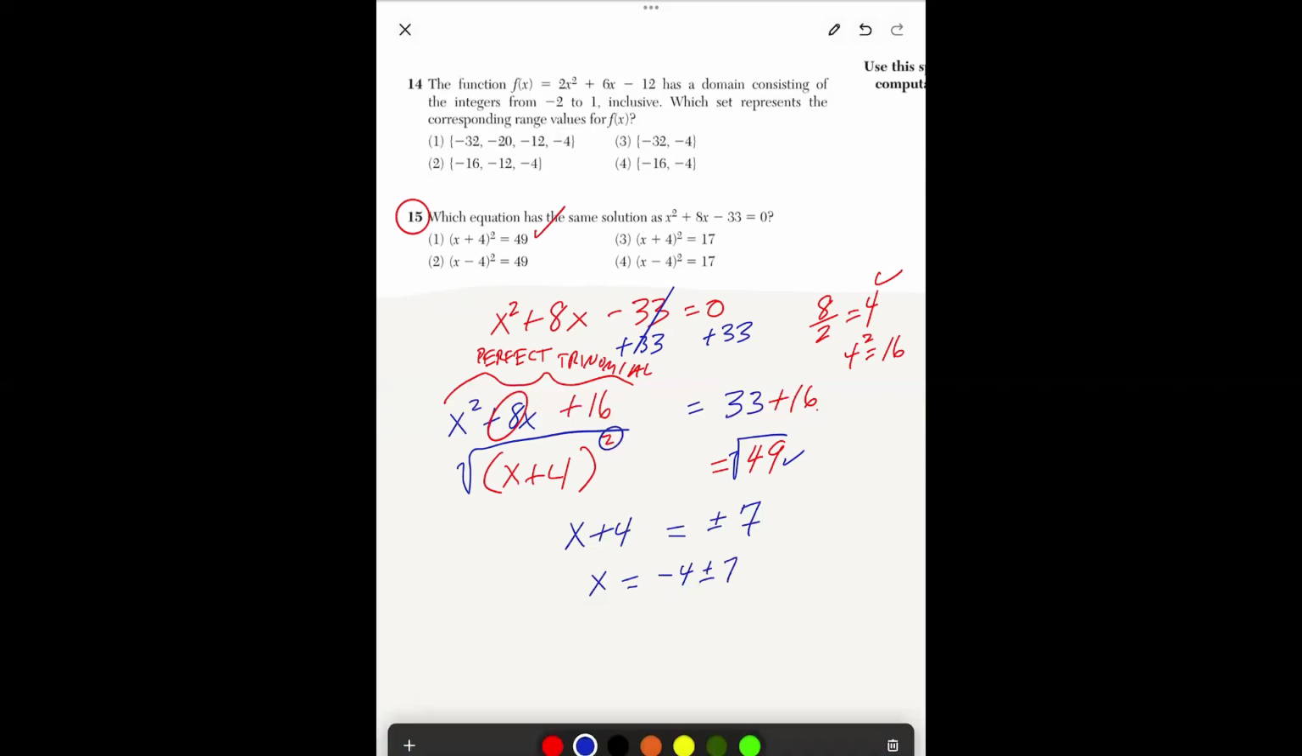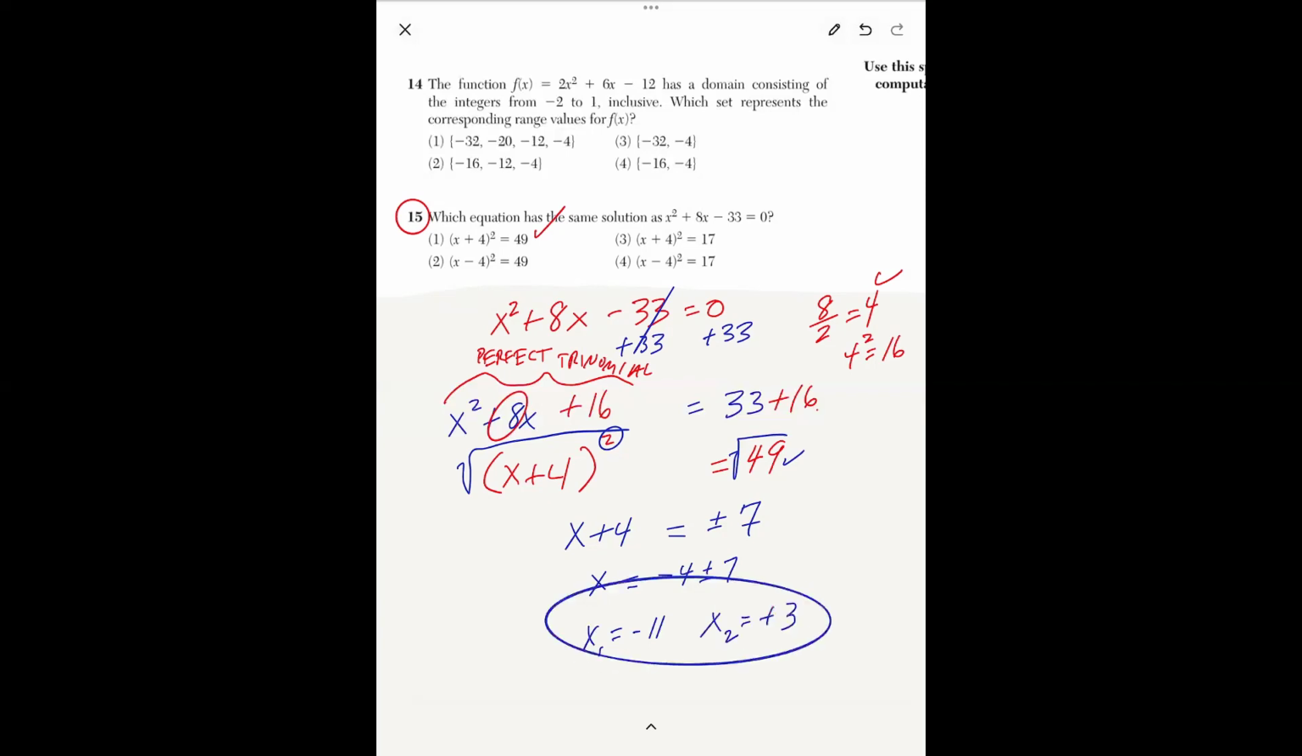That means we have two answers. One of the answers is going to be a negative 11, and the other answer is going to be a positive 3. That's it. Now, you could get these same answers by using the quadratic formula or graphing it. I just wanted to show you this is how you complete the square.